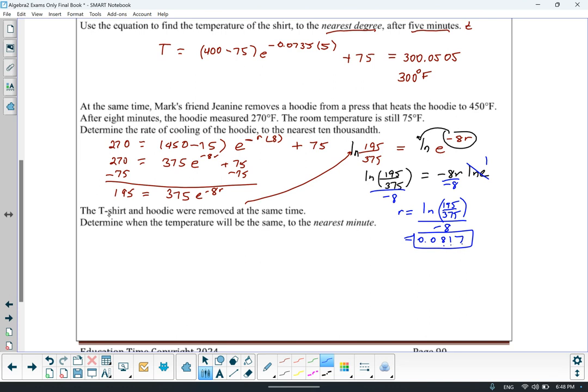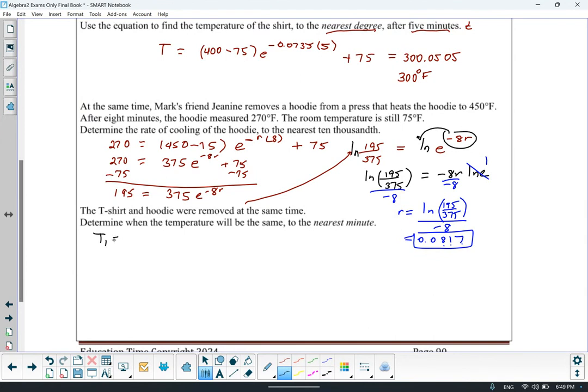Okay, last part. The t-shirt and hoodie are removed at the same time. Determine when the temperature will be the same to the nearest minute. So although you can try this solving algebraically, this problem is much easier to do by setting the two equations equal to each other using the graphing calculator.